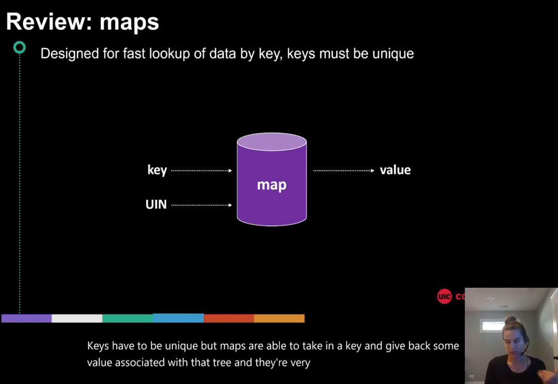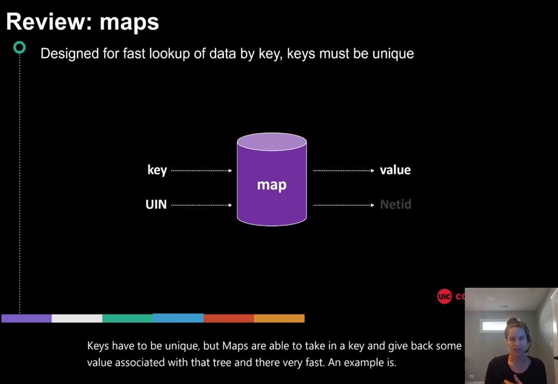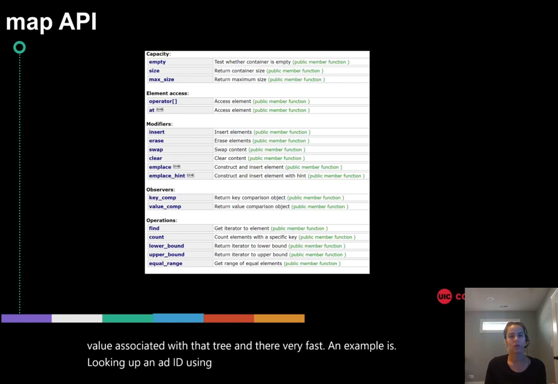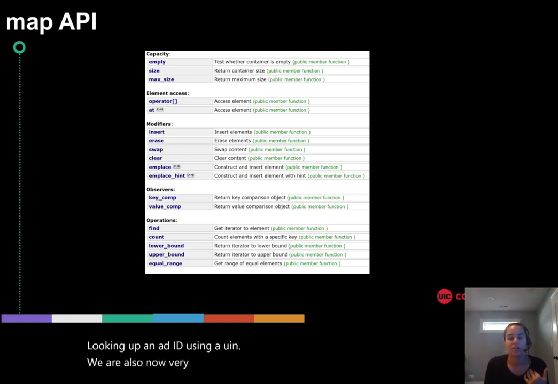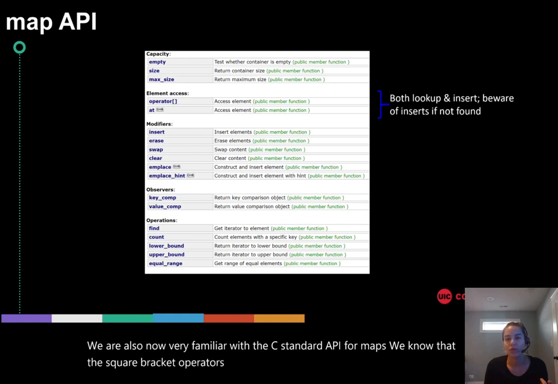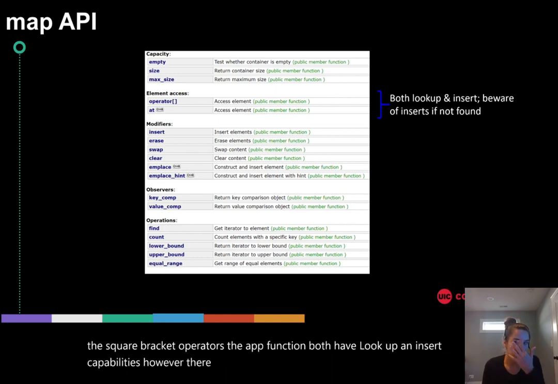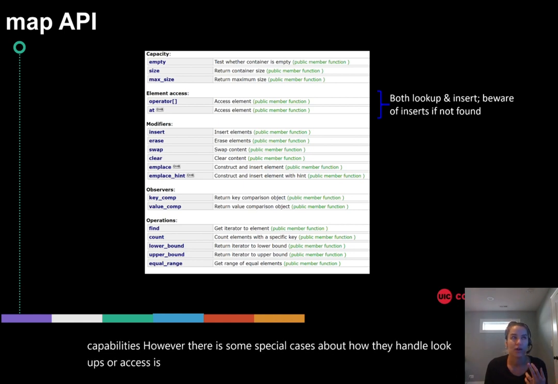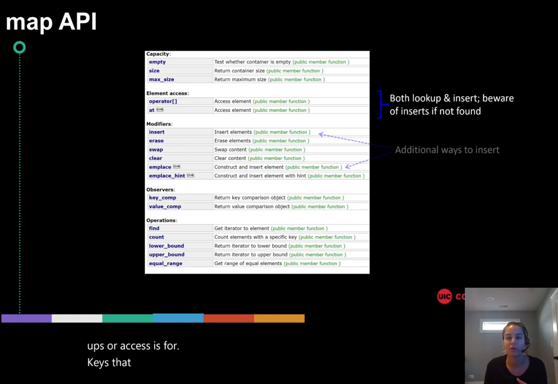An example is looking up a net ID using a UIN. We are also now very familiar with the C++ standard API for maps. We know that the square bracket operator and the at function both have lookup and insert capabilities. However, there are some special cases about how they handle lookups or accesses for keys that are not in the map. You have to be careful about using them.